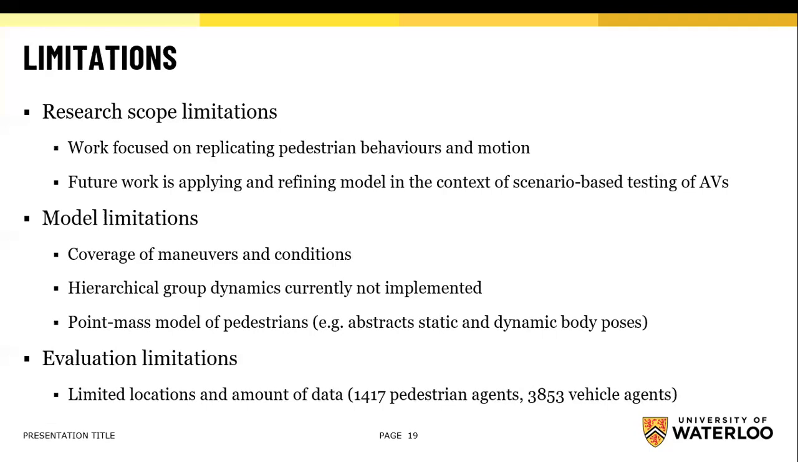And finally, a notable limitation of the model is our point mass representation of pedestrians. We abstract away the static and dynamic body poses, which could be relevant information for autonomous vehicles or drivers in general. We simply have a point mass model for pedestrians. But again, this can be future work and an extension of the model to incorporate these body poses and maybe even develop new maneuvers based on the body poses, such as crouching or something like that.